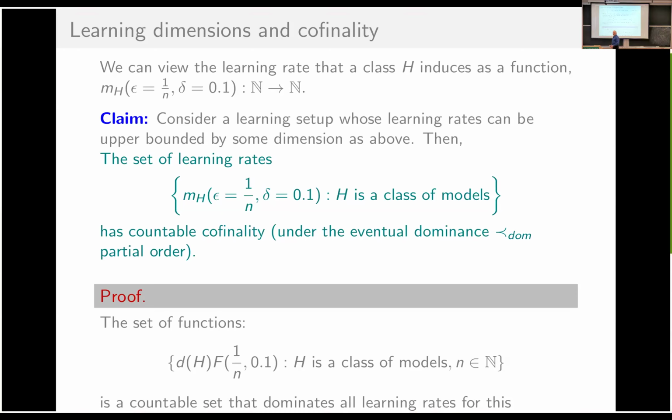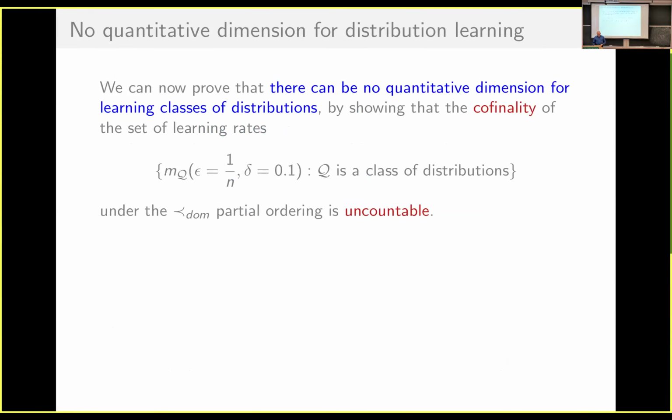So now all we need to show in order to show that there is no such dimension is that this set, for my families of classes of probability distributions, cannot have countable cofinality. So how will we show that this set does not have countable cofinality? We want to show that the set of all these M_Q, where Q is a class of distributions, under the partial dominance ordering, has uncountable cofinality. So how are we going to show it?